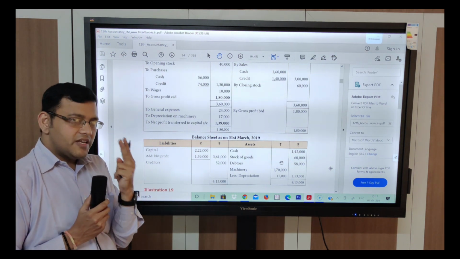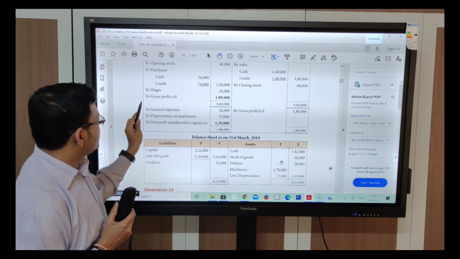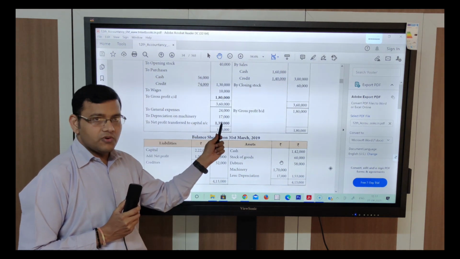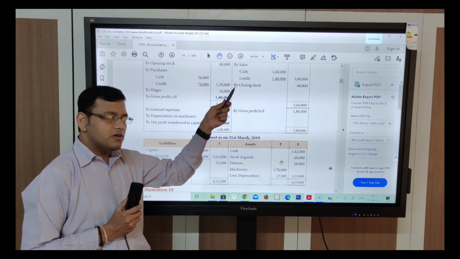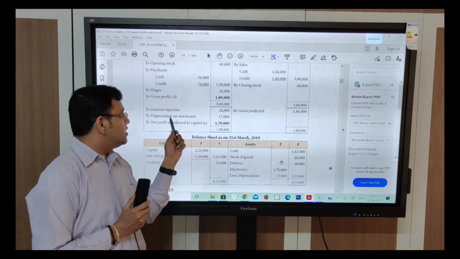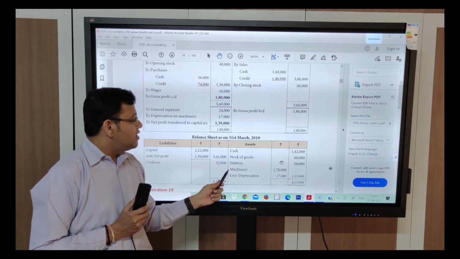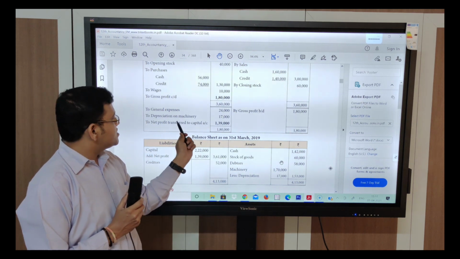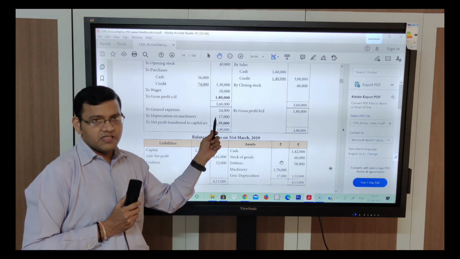The two adjustments which are very important in this problem: first, depreciation. How do you calculate the depreciation of 17,000 over here? That is 10% of the value of the machinery. The machinery value is how much? 1,70,000. 10% will be the depreciation. You will subtract the depreciation in the balance sheet figure, and you will show 17,000 under the expenses.